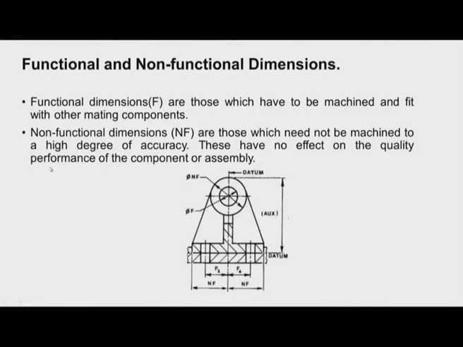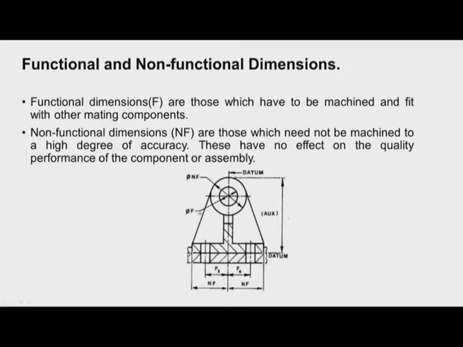Now, we should understand that when the dimensions are specified, there are some functional dimensions and there are some non-functional dimensions. If you see this diagram, there are some dimensions like NF which are non-functional dimensions. You can see here, this is the outer surface of this particular curved part, wherein no mating part will come in contact at this place. So, at this place we need not specify very stringent tolerances. Open tolerances will be alright.